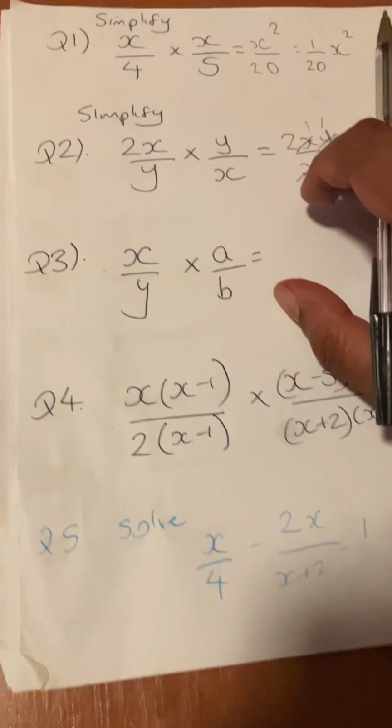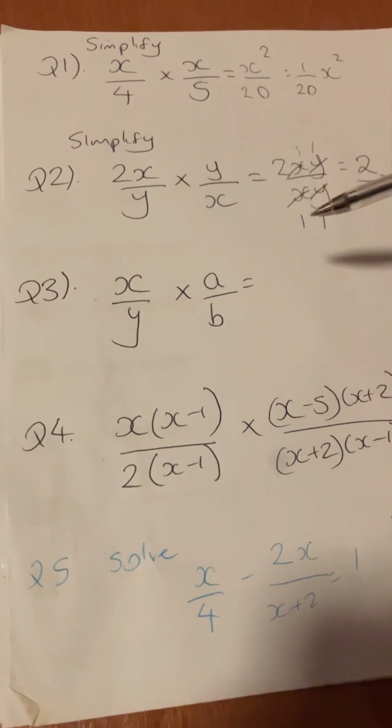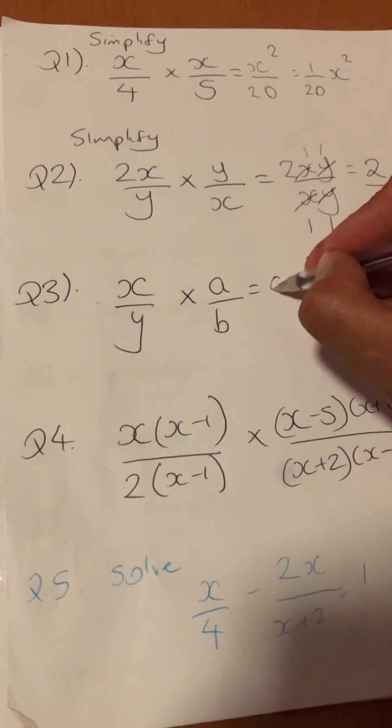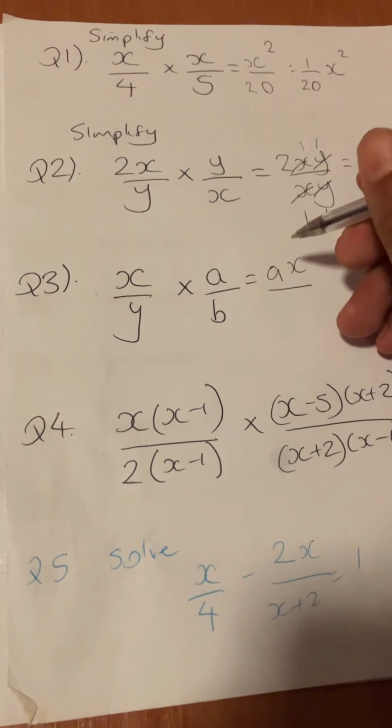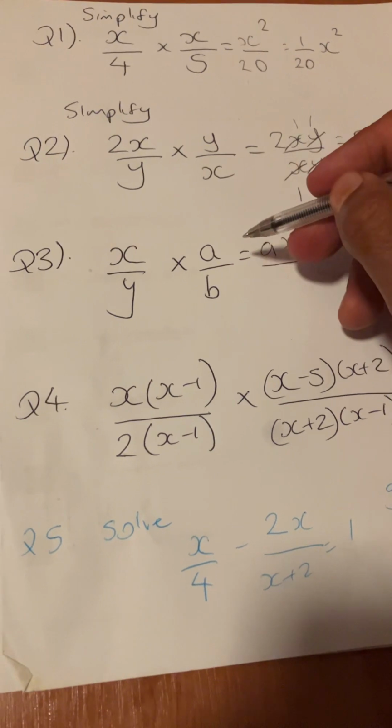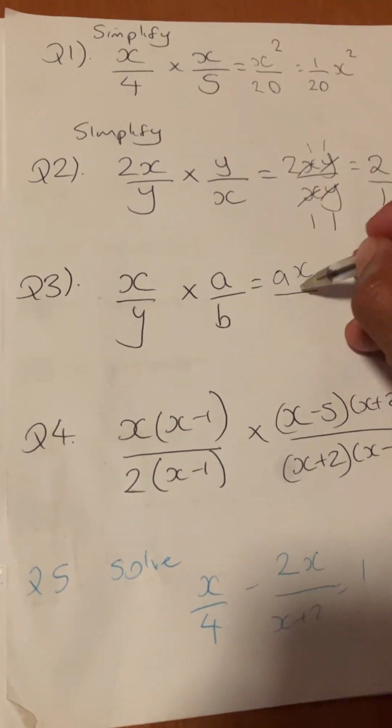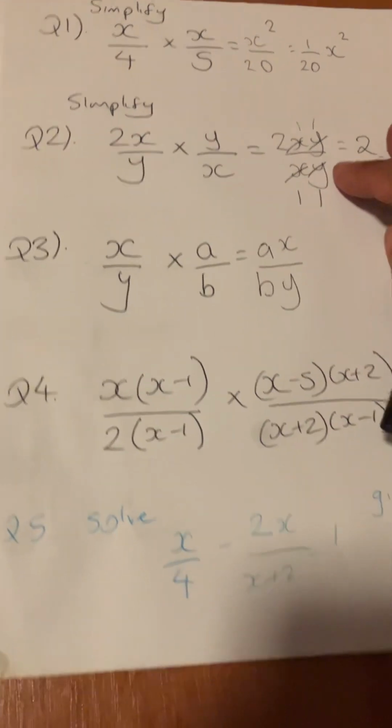Question number 3, simplify this. x times a is going to be ax or xa. I write it here in alphabetical order to make it easier. y times b is equal to by, and that's my final answer.